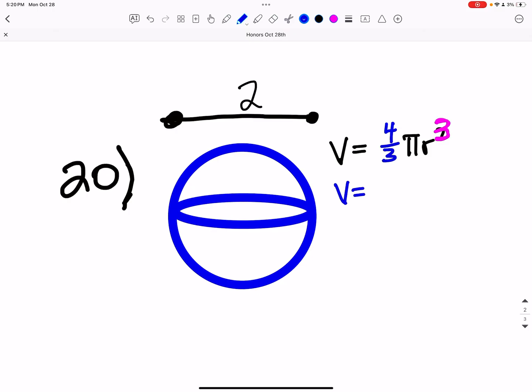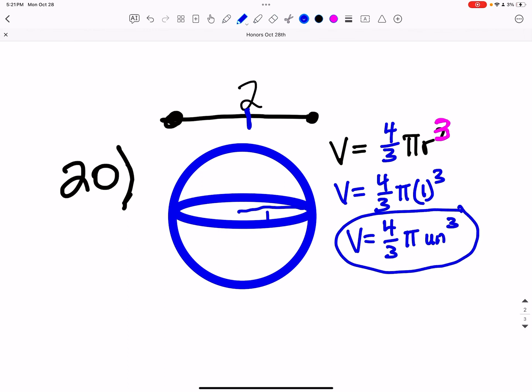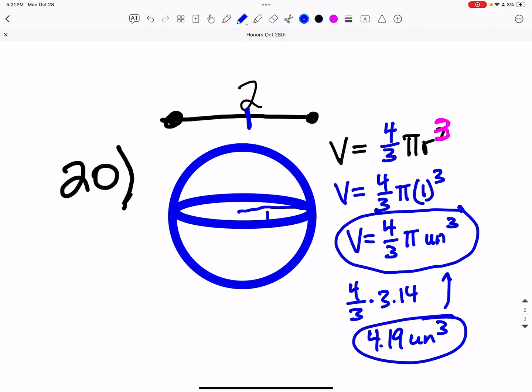All right, so the volume is 4/3 times pi, and the radius is 1, half of that, right? The radius would be 1. So 1 to the 3rd power. 1 times 1 times 1 is just 1. So when we multiply anything by 1, it doesn't do anything, so the answer is just 4/3 pi. Units, 3D units. And if I put that in my calculator, 4 divided by 3 times 3.14 equals about 4.19 units cubed, but these are the same. You can write either one.